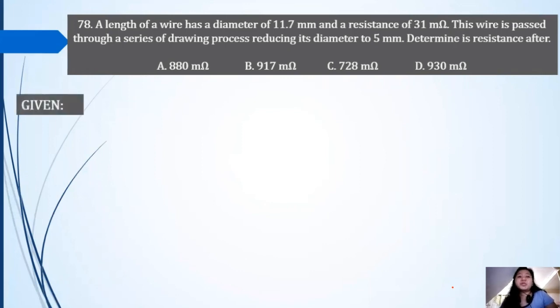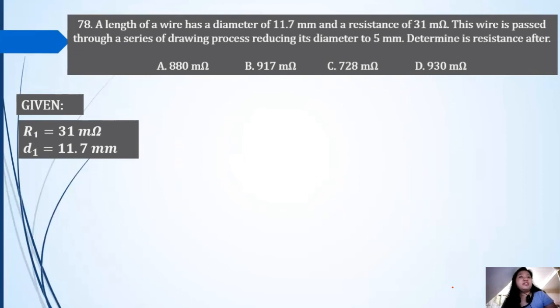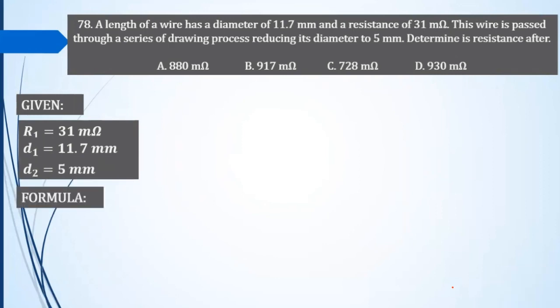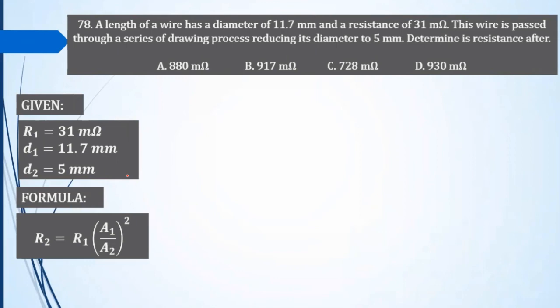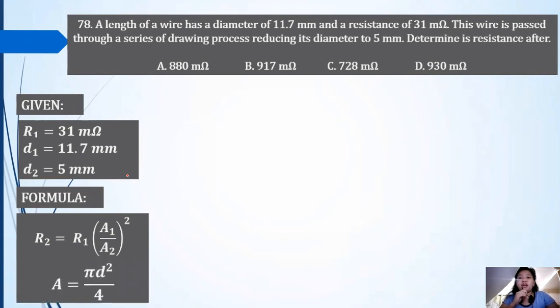The given, so we will be identifying the given. First is the R1, which is 31 milliohms. The D1, or the diameter 1, is 11.7 millimeters. The diameter 2 is 5 millimeters. Then the formula we'll be using is R2 is equal to R1 times the area of 1 over the area of 2, squared. And the formula of area is pi d squared over 4.